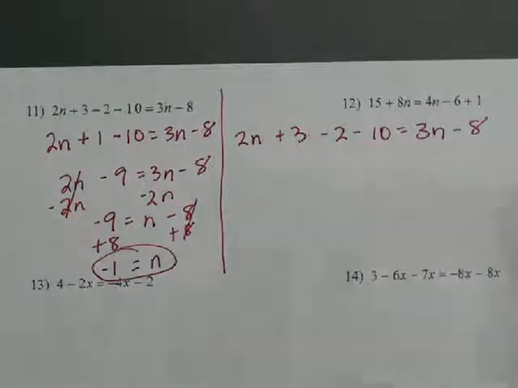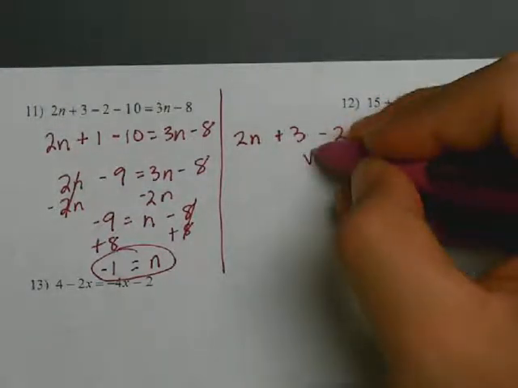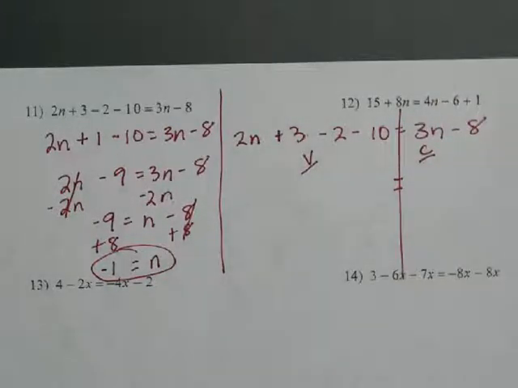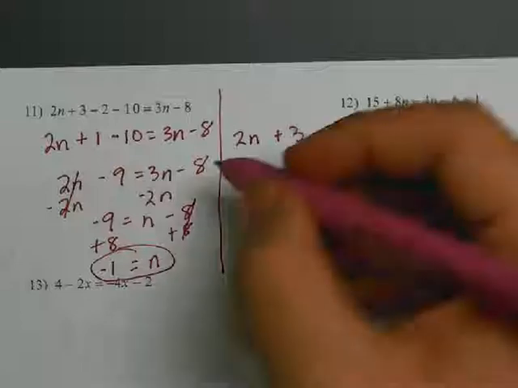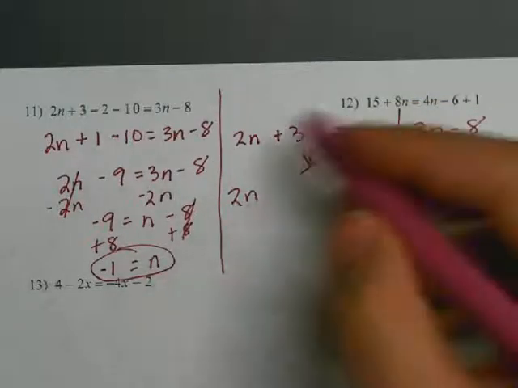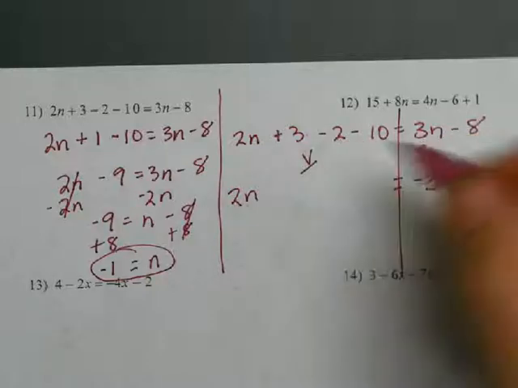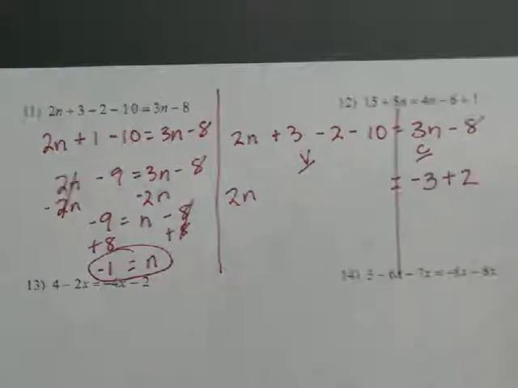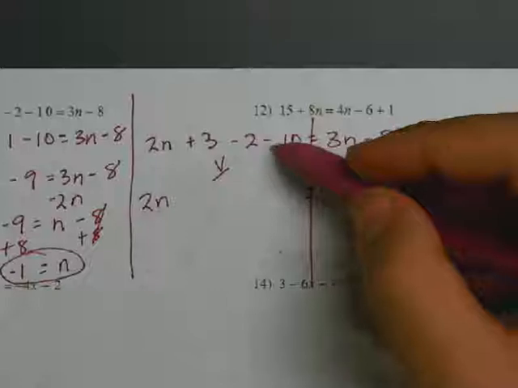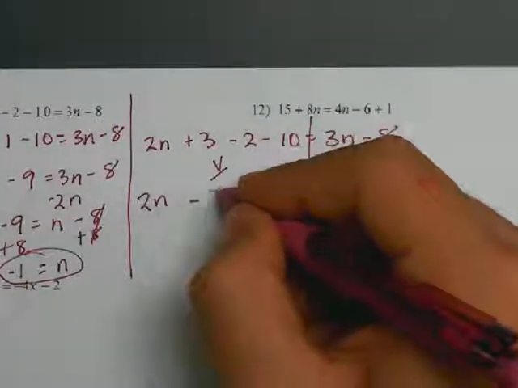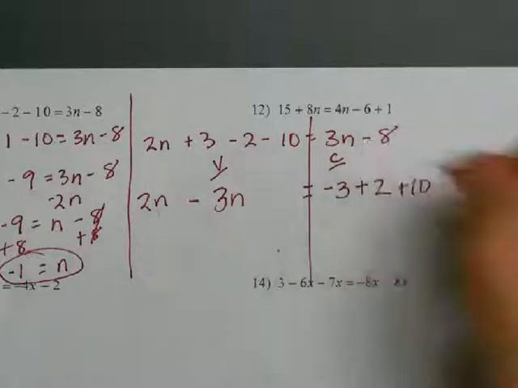Now the new way, you draw a line down the middle. You got variables, you got constants, equal sign. So from there, we're going to say 2n is a variable. I'm going to put it right here. 3 is a constant, move it over, but change the sign. Negative 2 is a constant, move it over, change it to positive though. Negative 10 is a constant, move it over, change the sign. 3n is a variable, move it over. And negative 8 is a constant, drop it.